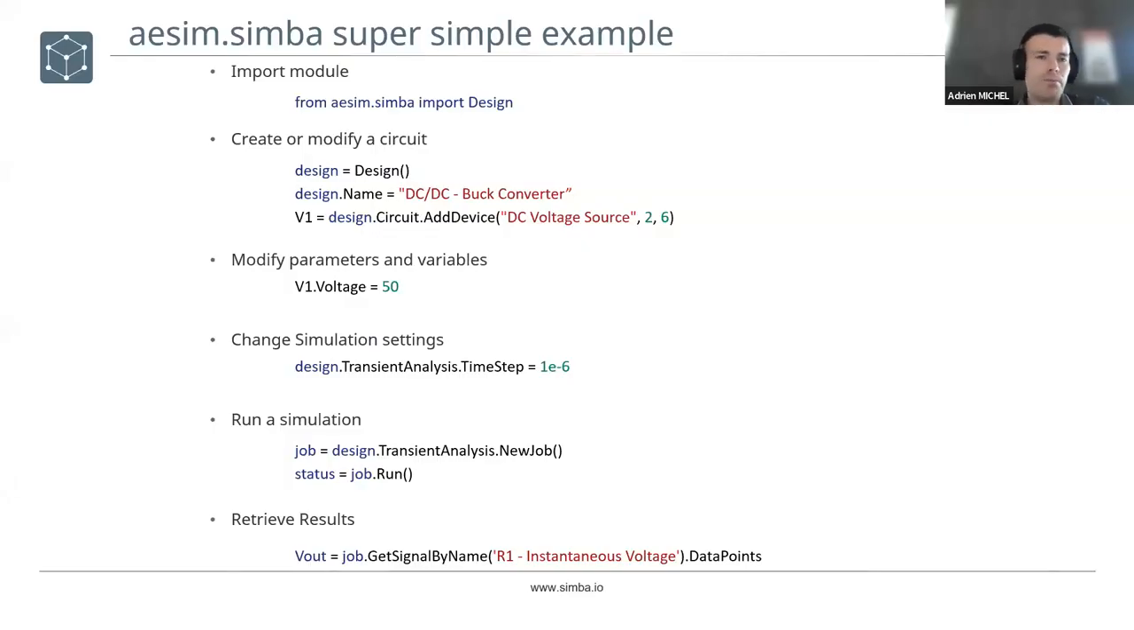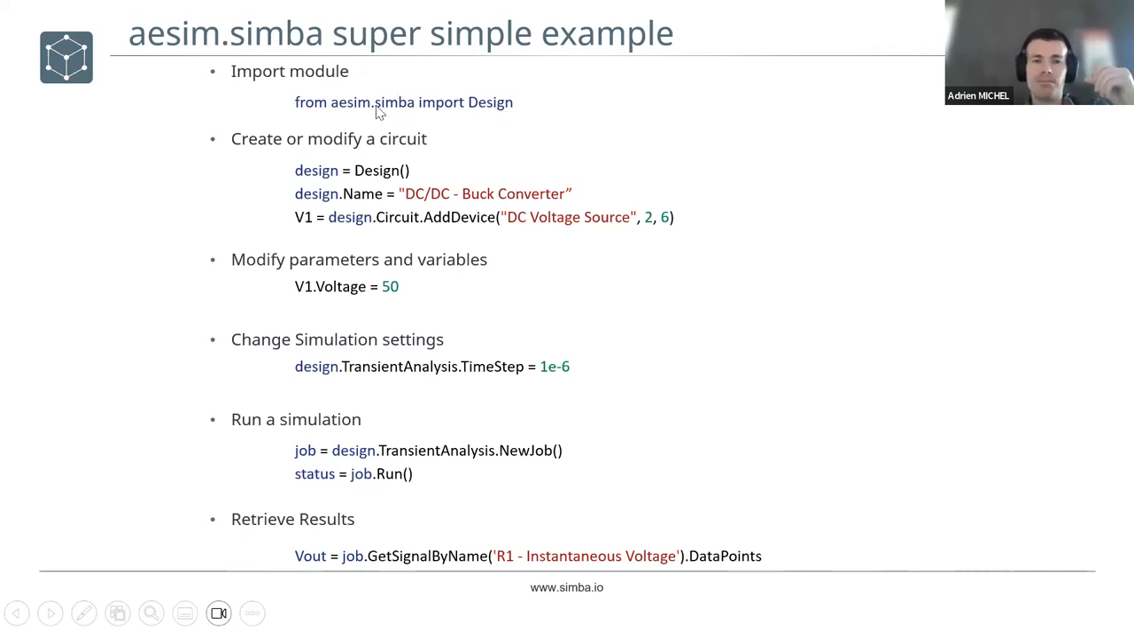Here, I just want to show you a super simple example of sim.simba. In this example, we are going to import the module, I mean the library, the sim.simba library. And we are going to import the classes that we want to use. In that way, we want to import the functionality design, because we want to create a new design, and inside the new design we want to create a new circuit. So we add the line import design in order to import the classes which are encapsulated into the sim.simba module.